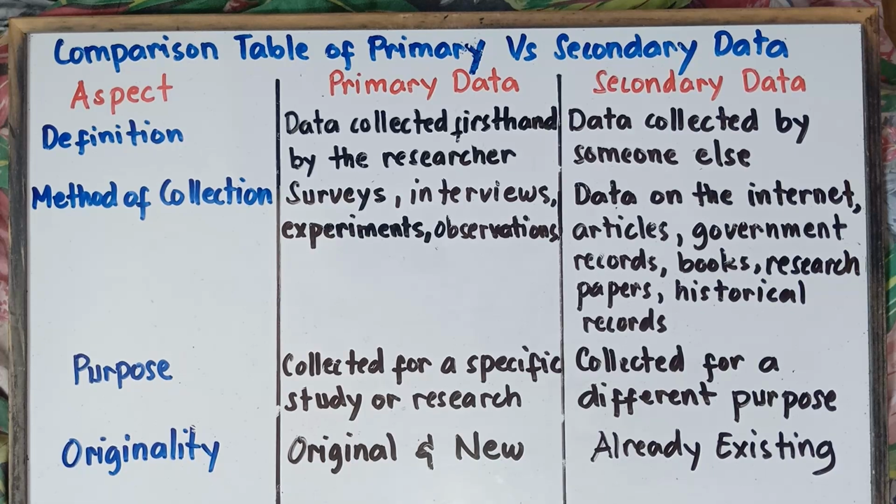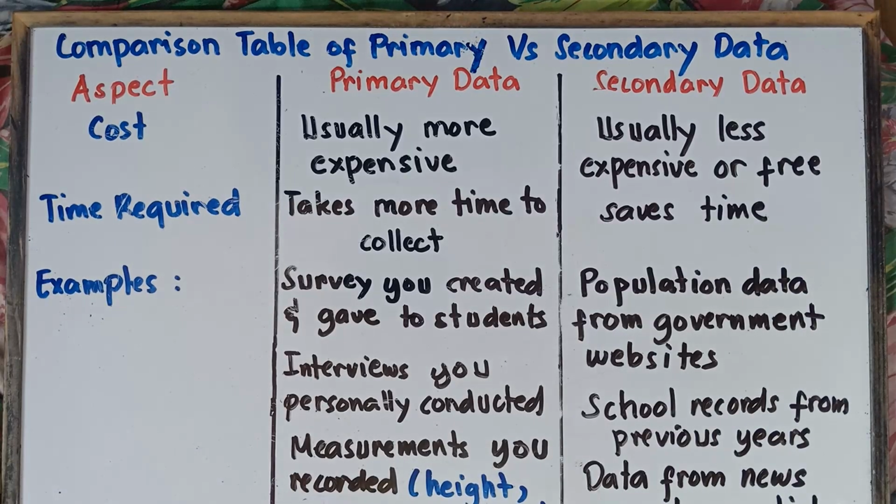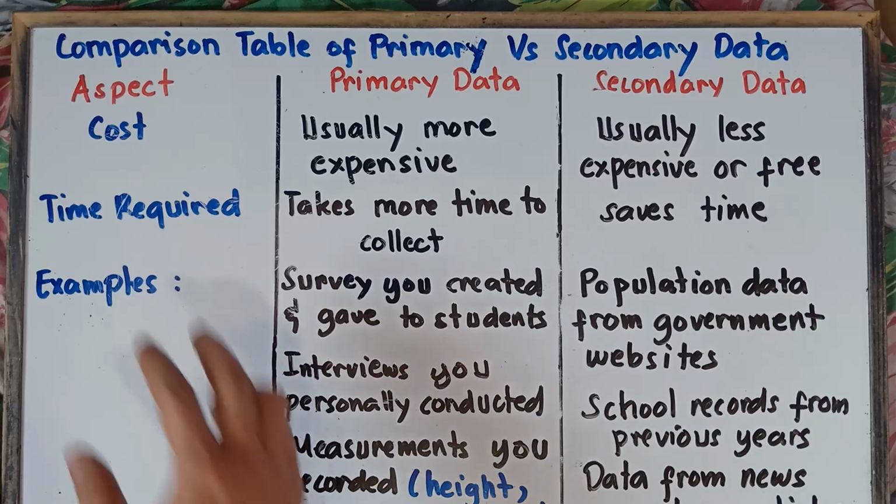So let's have an example class for primary and secondary data. Let's do that. Now let's talk about cost, the time required, and then we will have examples for primary and secondary data. Let's start with the cost.